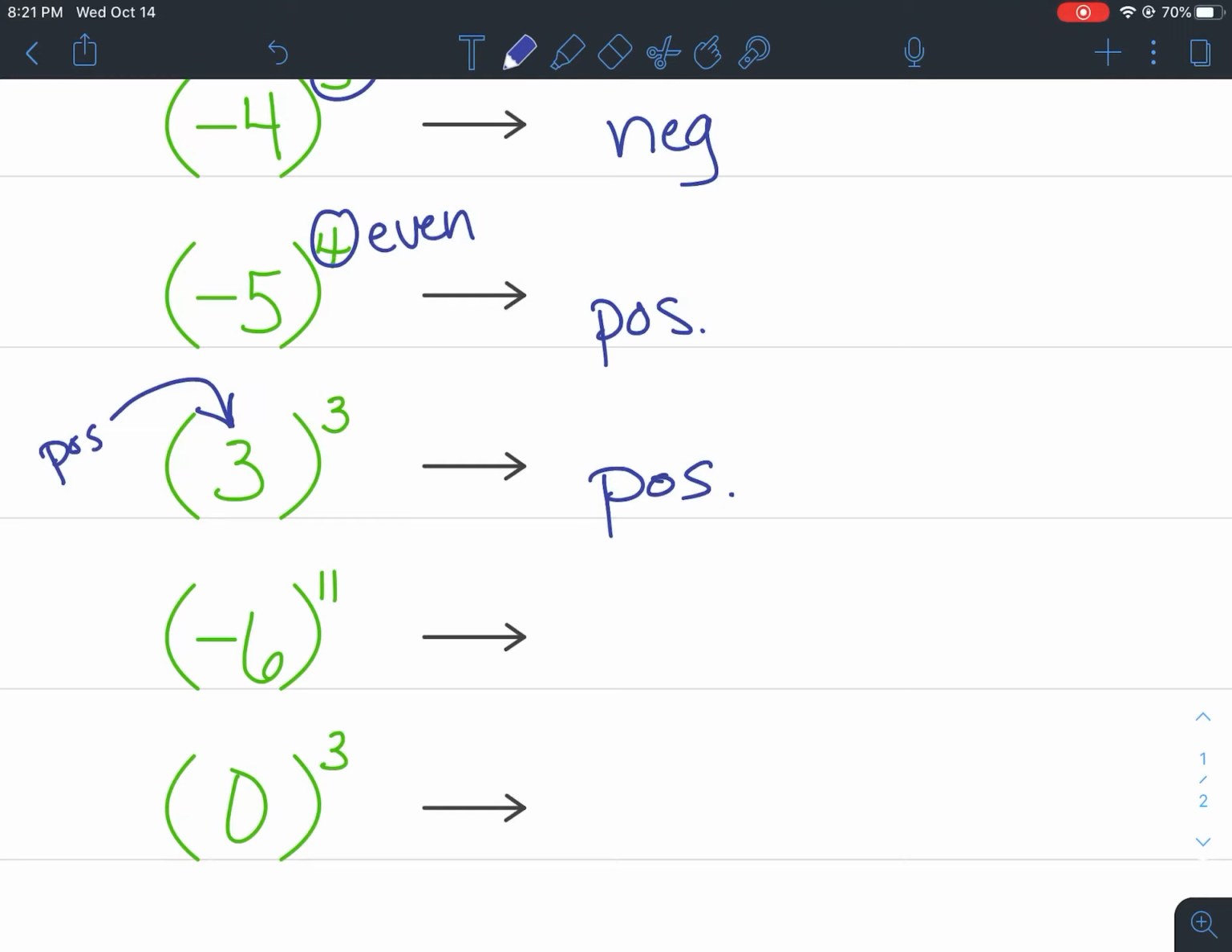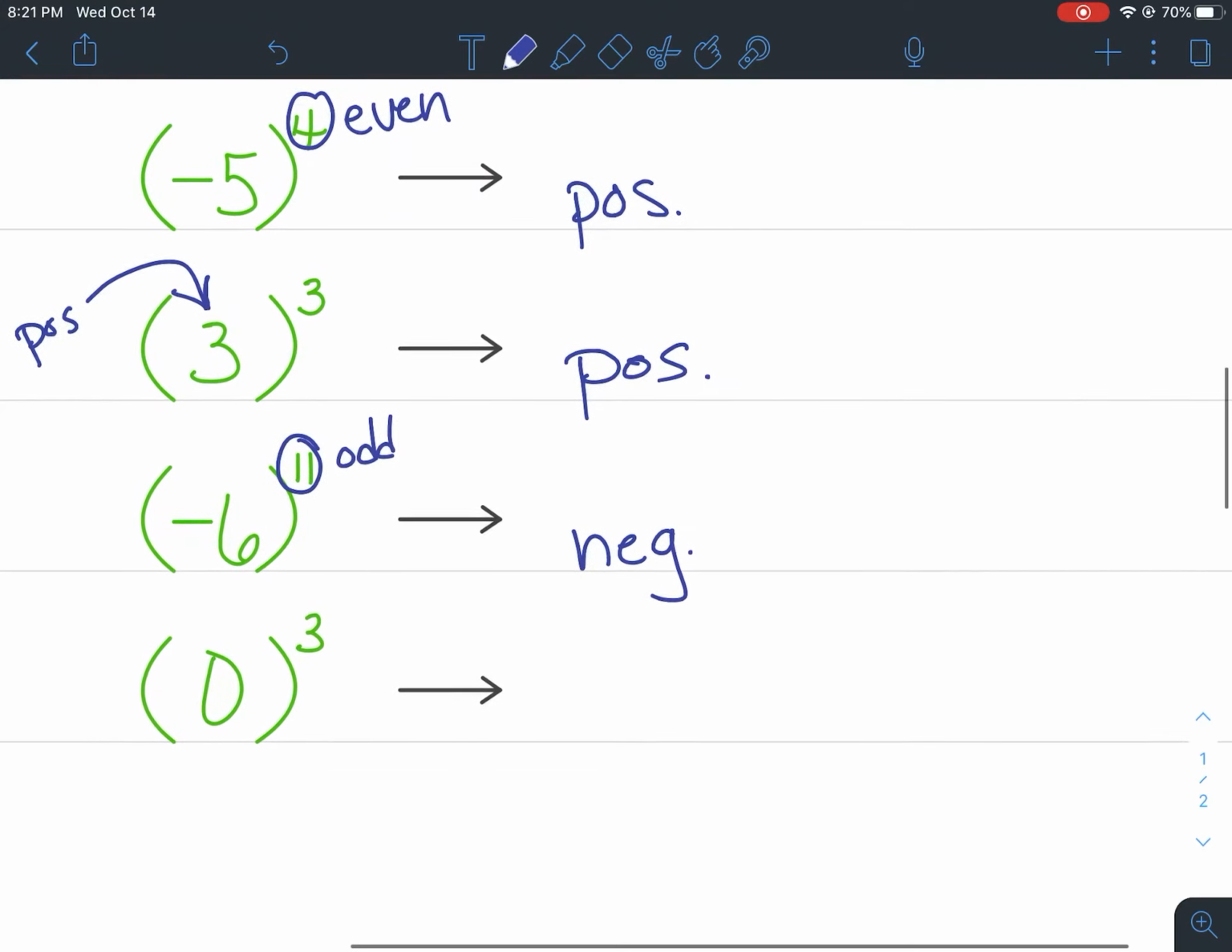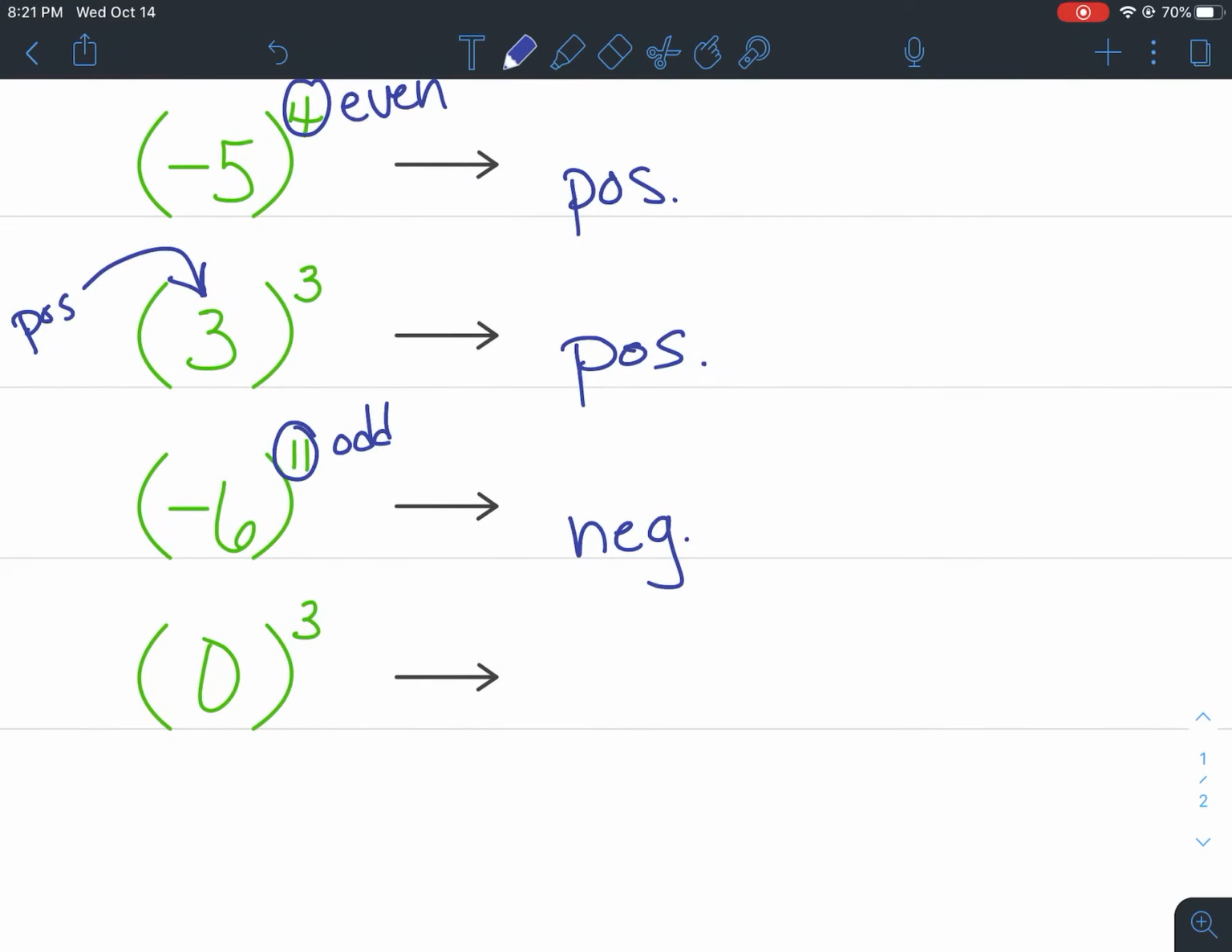Okay, so again, my base is negative, and this is an odd exponent, so this will be negative. What about the last one, though? 0 to the third power. The exponent is odd, but your base is 0. And 0 times 0 times 0 is still 0. 0 raised to any power, except for 0, is 0. And 0 is neither positive nor negative.